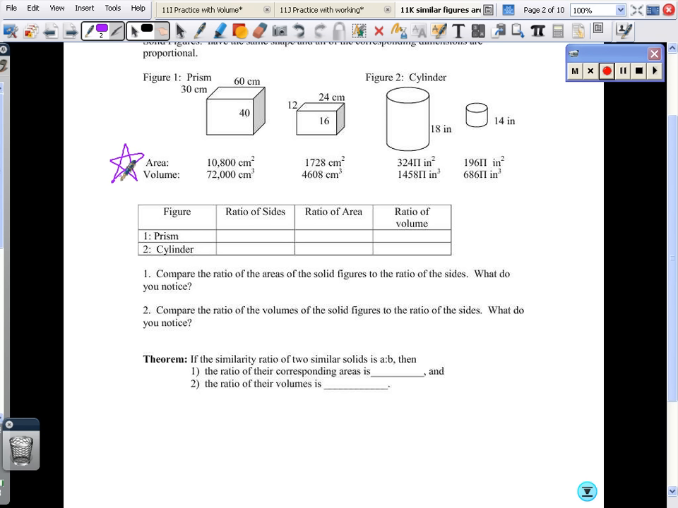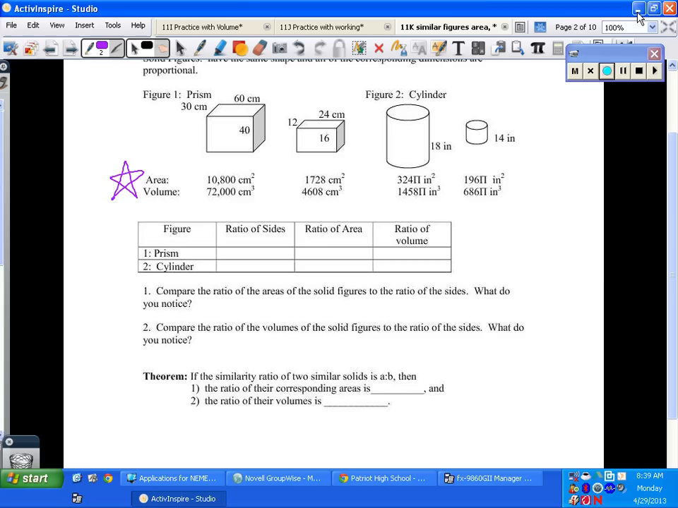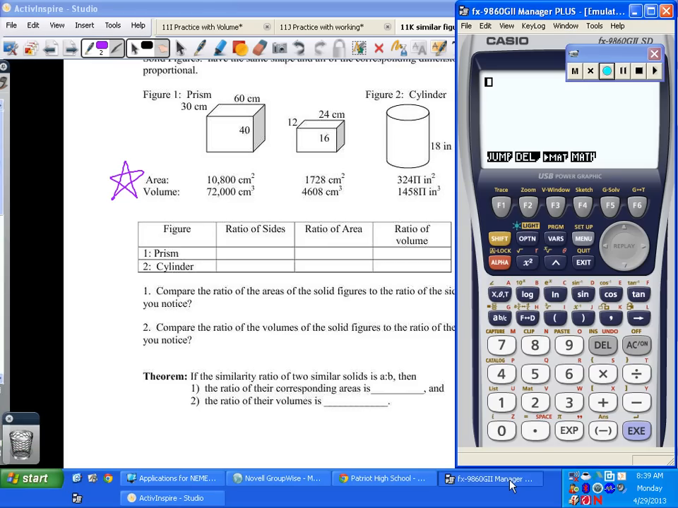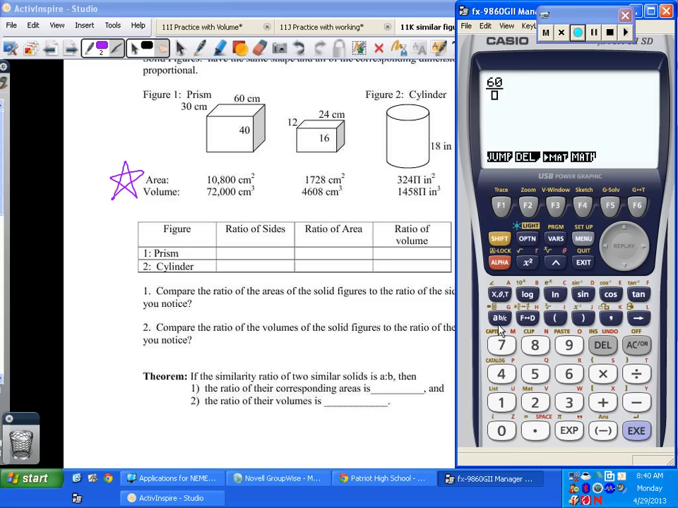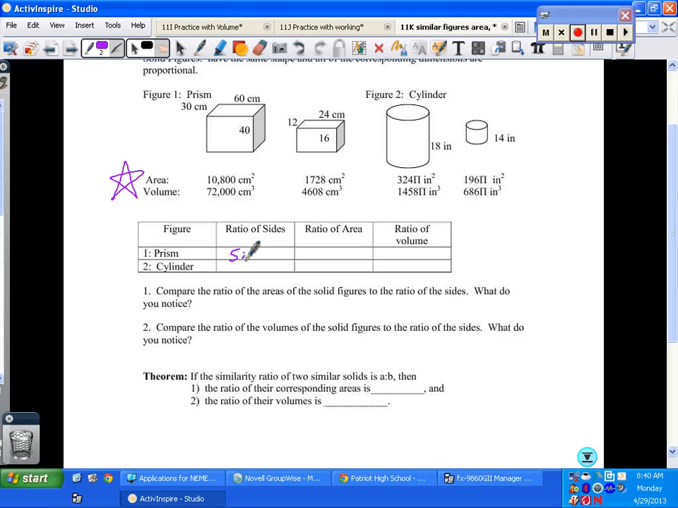But we are going to have to come up with the ratios. So I have my calculator up right here, and we're going to calculate some ratios. So the ratios of the sides, that we can probably do. For the prism, we go from 60, 40, and 30 to 24, 16, and 12. So I'll just do the two largest. I can set that up as a fraction as 60 over 24. Some of you may be doing it in your head and getting 5 to 2. So I'm going to put 5 to 2.